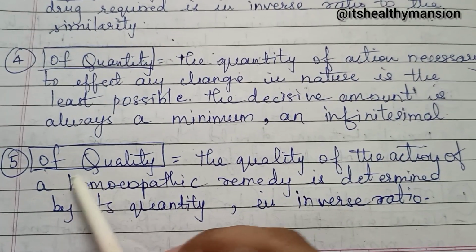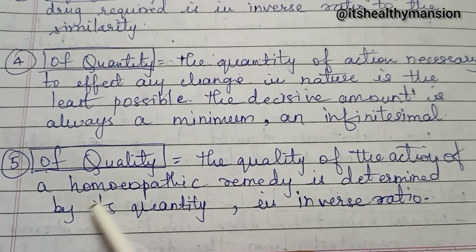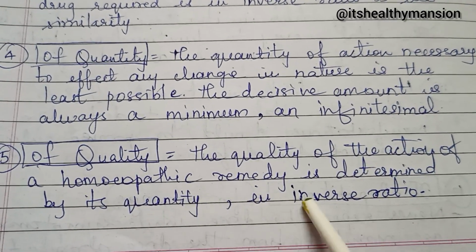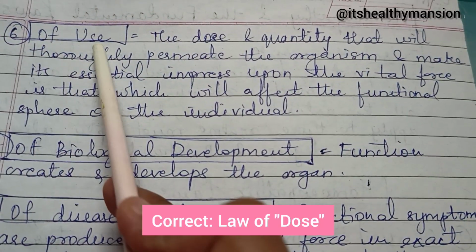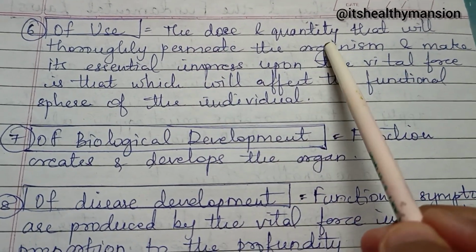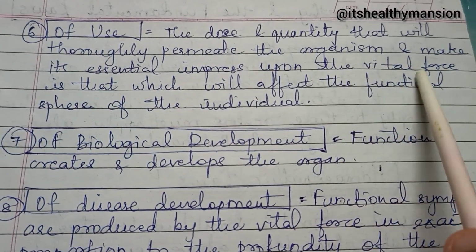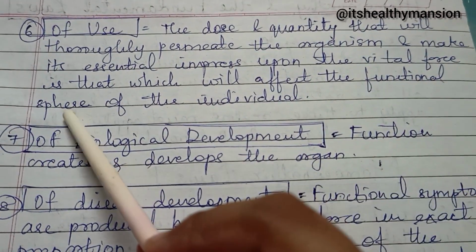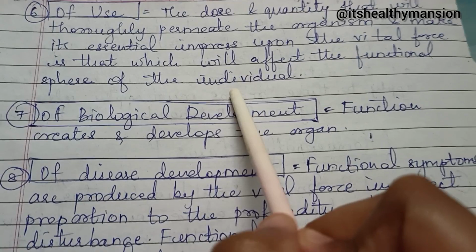The law of quality states that the quality of the action of a homeopathic remedy is determined by its quantity in inverse ratio. Now, next is the law of dose. The law of dose states that the dose and quantity that will thoroughly permeate the organism and make its essential impress upon the vital force is that which will affect the functional sphere of the individual.